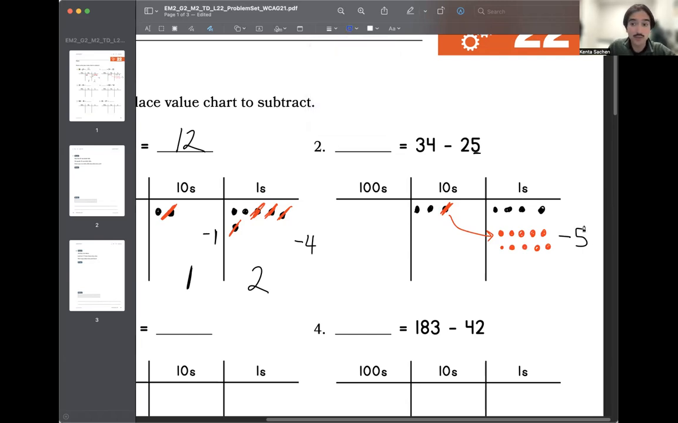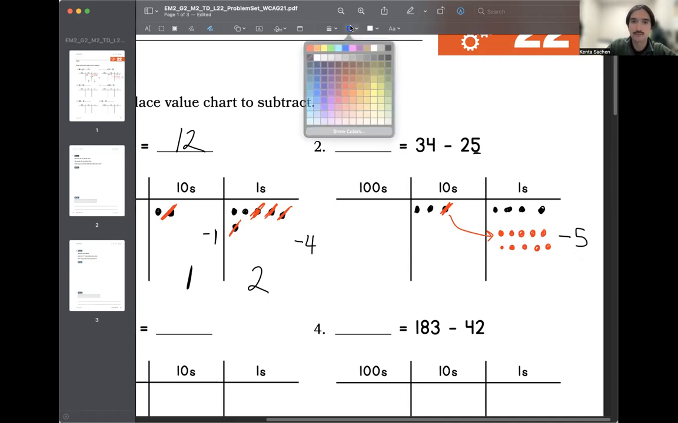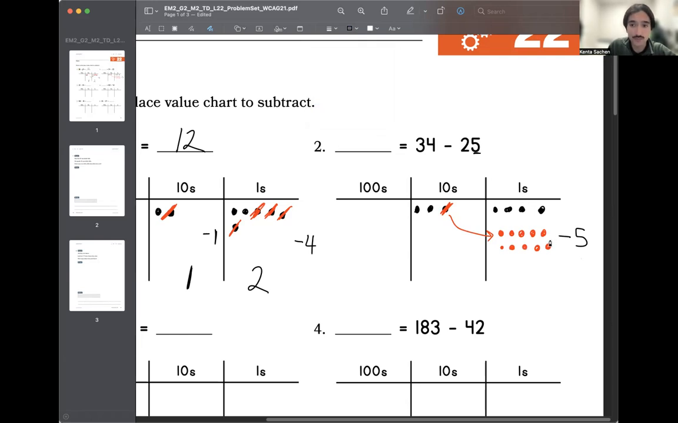Okay, now let's subtract 5 from here. Okay, so now you should have 14, and we're going to cross 5 of them out. 1, 2, 3, 4, 5. Okay, now how many do you have left altogether? How many do you have left altogether? Christopher? Very good. You have 9 left.